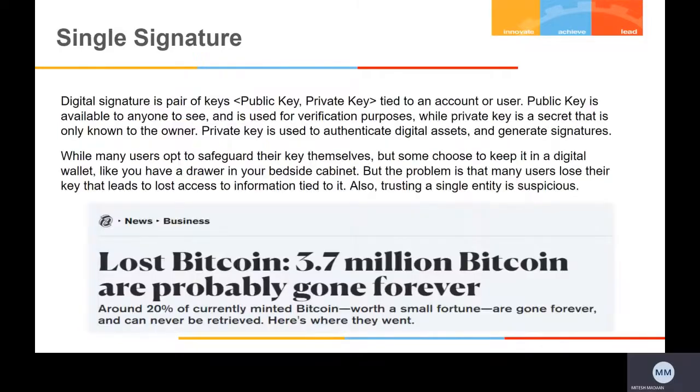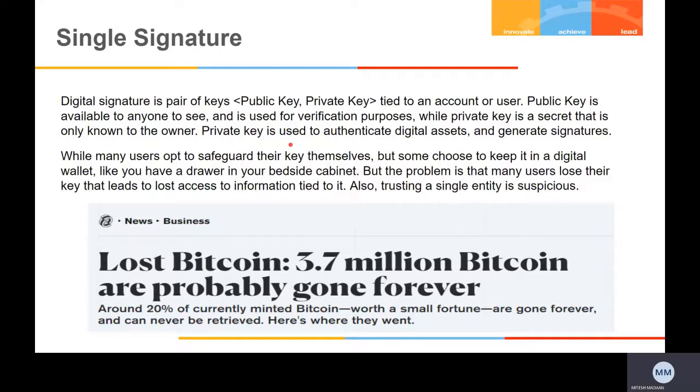That comes under the category of single signature, where a particular object or entity is tied to an account or a user, and that account or user is held by a single person like me. So I will have a key pair, that is, a public key and a private key. The public key is available for anyone in the world to see, and it will be used for verification purposes. But the private key is secret and only known to me. I will use the private key to sign the digital assets to authenticate them and generate the signatures, and then the signatures can be verified using my public key by anyone in this network.